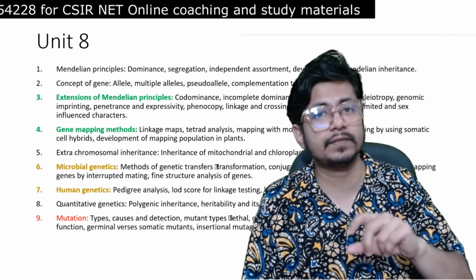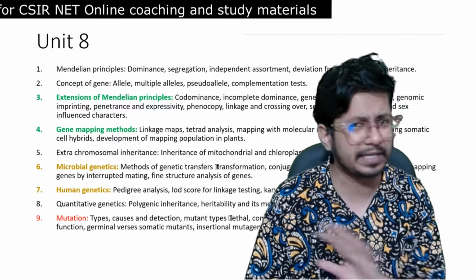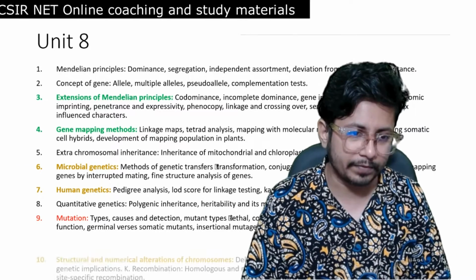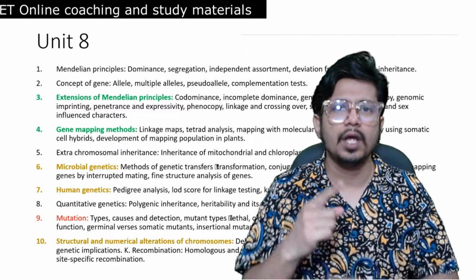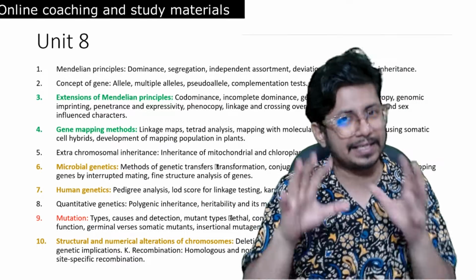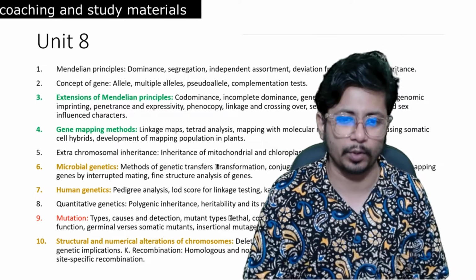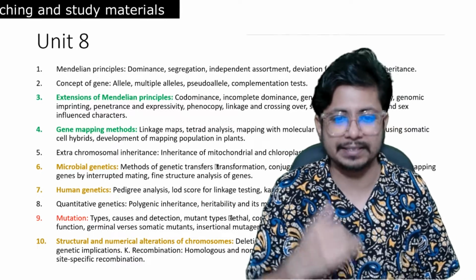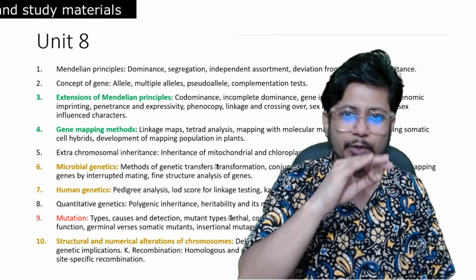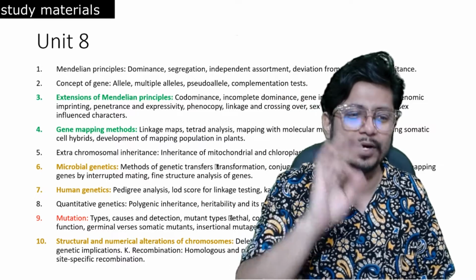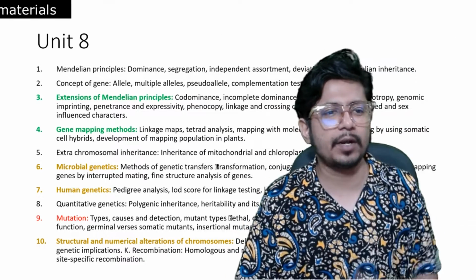Mutation, the molecular part of genetics, like mutation, types of mutation, causes, deletion and everything, is a least important topic. And structure and numerical alteration of the chromosome. So the changes in the chromosome, either in the number of chromosomes or in the shape and structure of the chromosomes, are equally important. Numerical aberrations, as well as deletion, duplication, inversion, translocation, ploidy, polyploidy, aneuploidy, euploidy, all are super important. They belong to the moderately important topic list. So these are the topic lists.